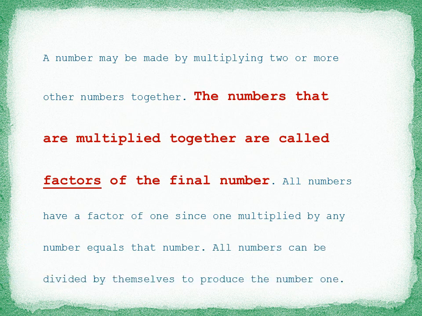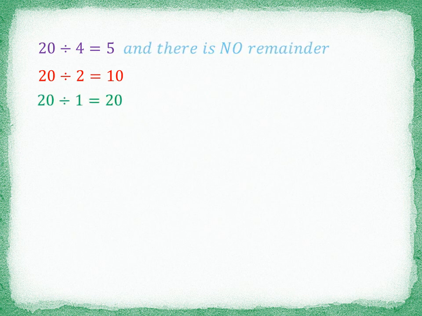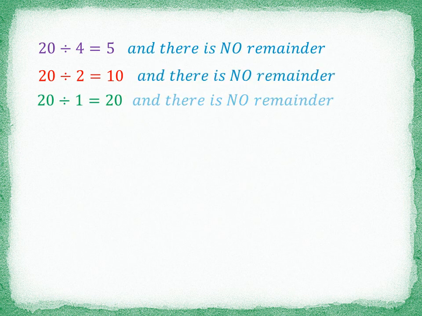You must bear in mind that all numbers have a factor of 1, since 1 multiplied by any number equals that number. All numbers can be divided by themselves also to produce the number 1. It is important to remember that every single time. Now let's get back to our example. Remember we had 20 divided by 4 equals 5 and 20 divided by 2 equals 10, 20 divided by 1 is equal to 20. In each of these cases, there are no remainders.